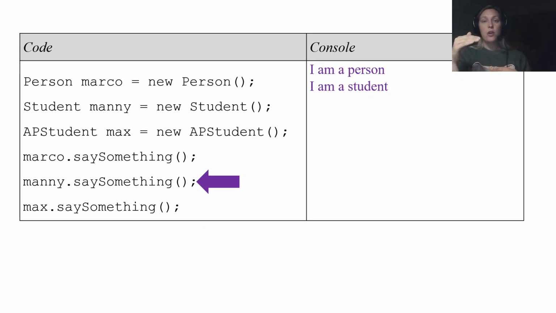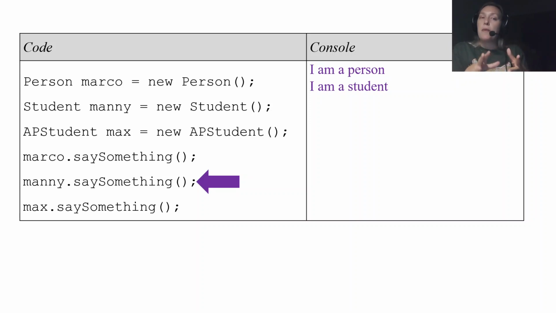Okay. Remember with inheritance, so Manny, the say something, because Manny is a student, we go to student. If I don't find the say something method in student, that's when I would go back to person, and I would go up the hierarchy to person, and then I would try to find the say something method in person. Okay, so that's the inheritance behind methods that we've talked about.